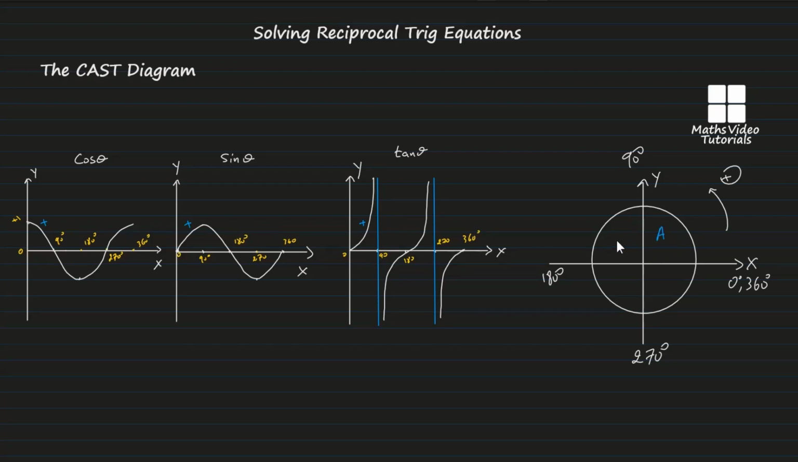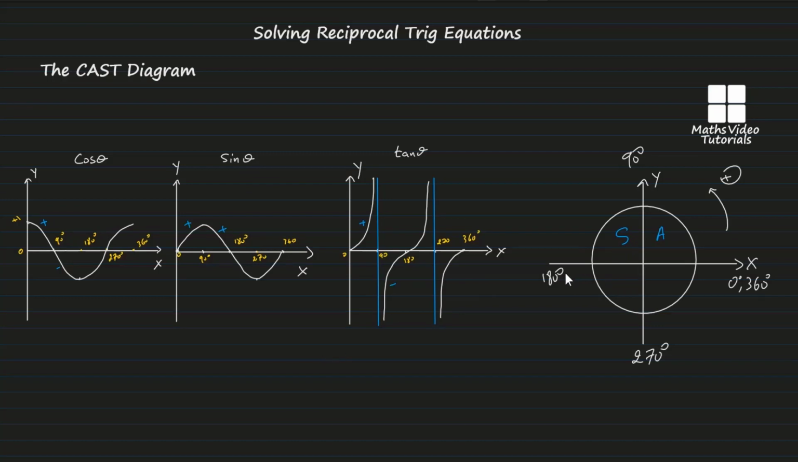For the second quadrant, between 90 and 180, the cos is negative, the sine is still positive, and the tan is negative. In the second quadrant, the only positive function is the sine, so we give it capital S.